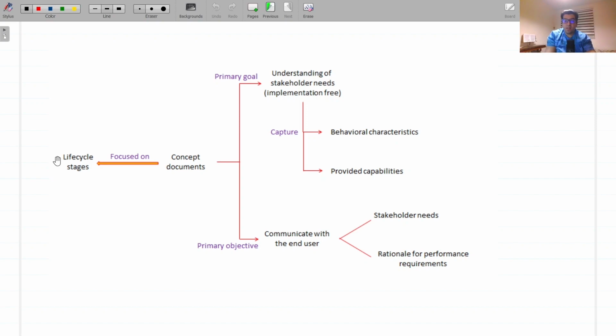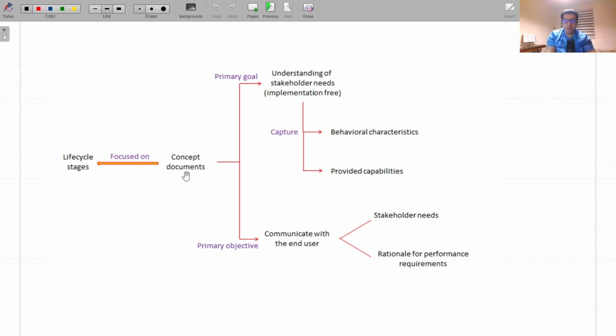If the system is for a military customer, there may be several required views of the system driven by architectural frameworks. The primary objective is to communicate with the end user of the system during the early specification stages to ensure that stakeholder needs, particularly the operational needs, are clearly understood and the rationale for performance requirements is incorporated into the decision mechanism for later inclusion in the system requirements and lower level specifications.